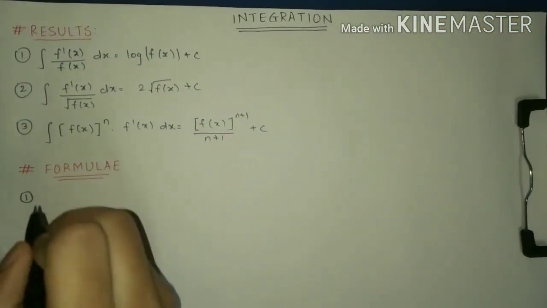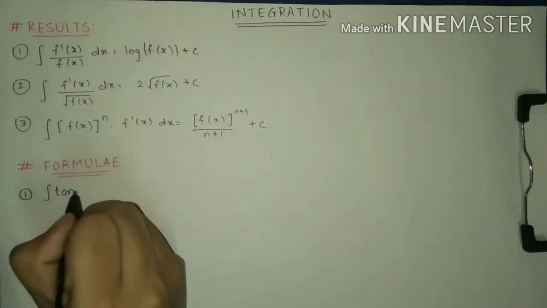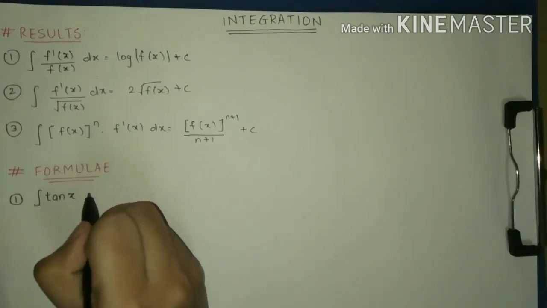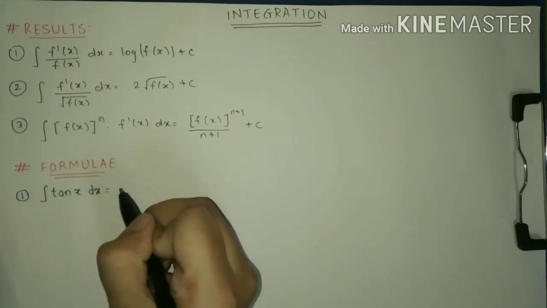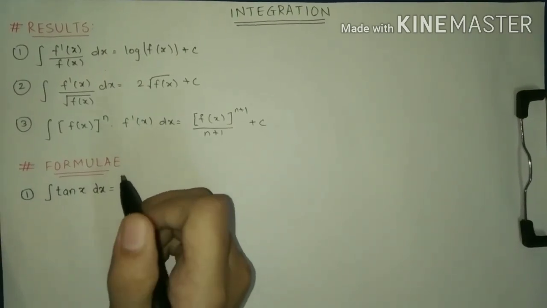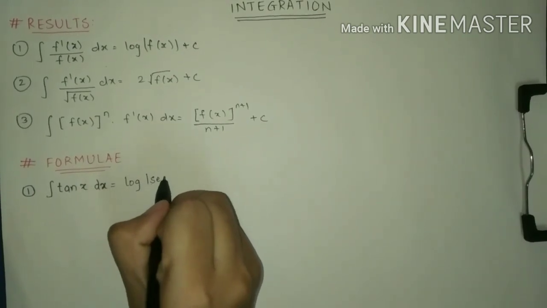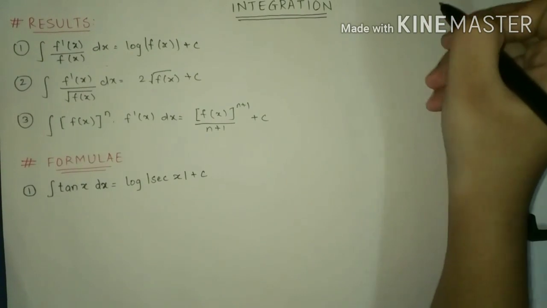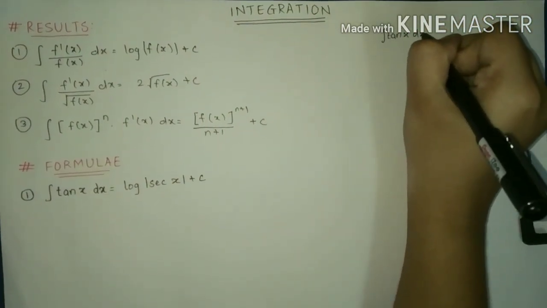So the first formula which we have not seen in my previous video is integration of tan x. We know the integration of sec square x, sec x tan x, but we have not got the formula for integration of tan x. So here I give you the formula, that is log of sec x. Let's see how it has come. That is integration of tan x dx. We are going to see the workout now.